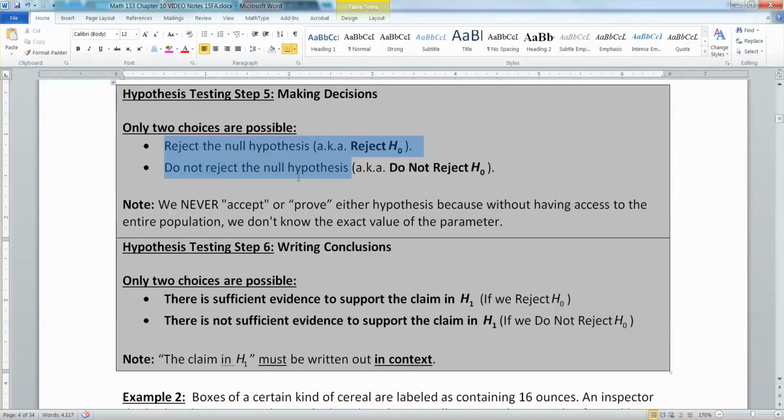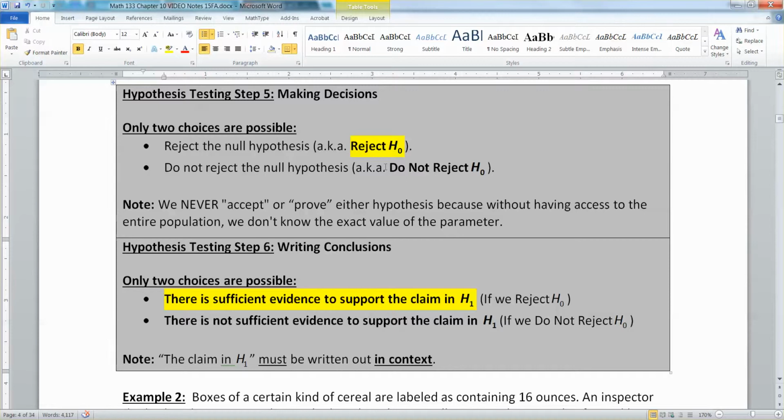Then when we make those decisions in step 5, we're going to follow up with some writing of conclusions in step 6. So if you reject the null hypothesis, I'll color it yellow, then this is the conclusion you get to write. You will write, there is sufficient, you could write enough, that's fine, sufficient evidence to support the claim. And then the claim in H1, that back half part, you have to write it in context. You'll have to write it out in English what it was. So you can't just say the claim in H1. You have to say, the claim that was made, and explain what it was.